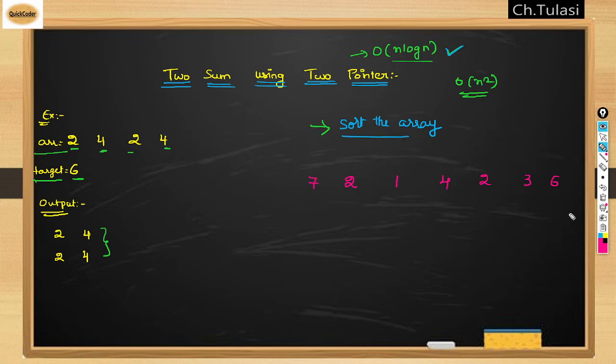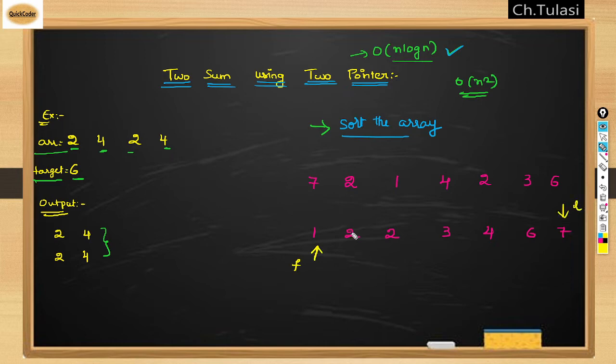So this is the array. What is the first step? We have to sort this array, like 1, 2, 2, 3, 4, 6 and 7. Okay, we sorted the array and my first pointer is here and my last pointer is here.